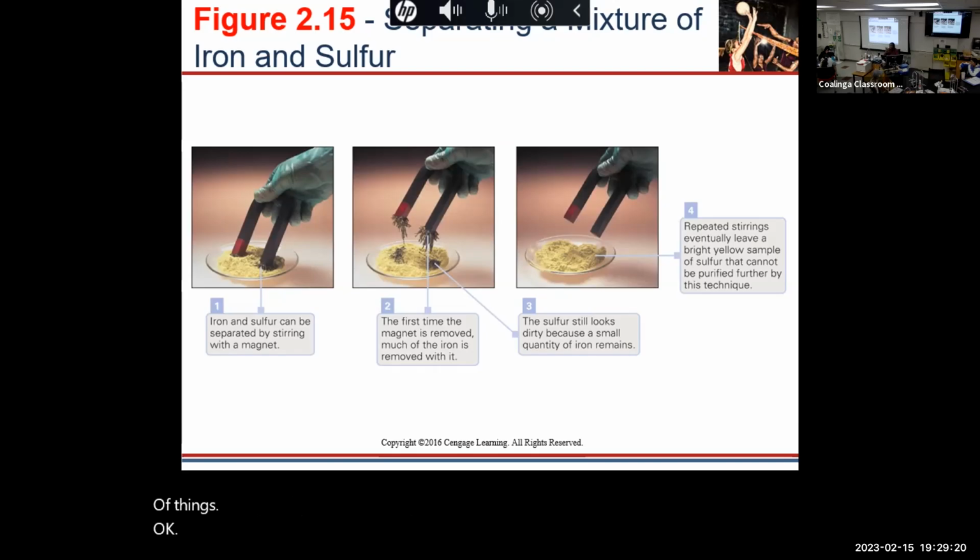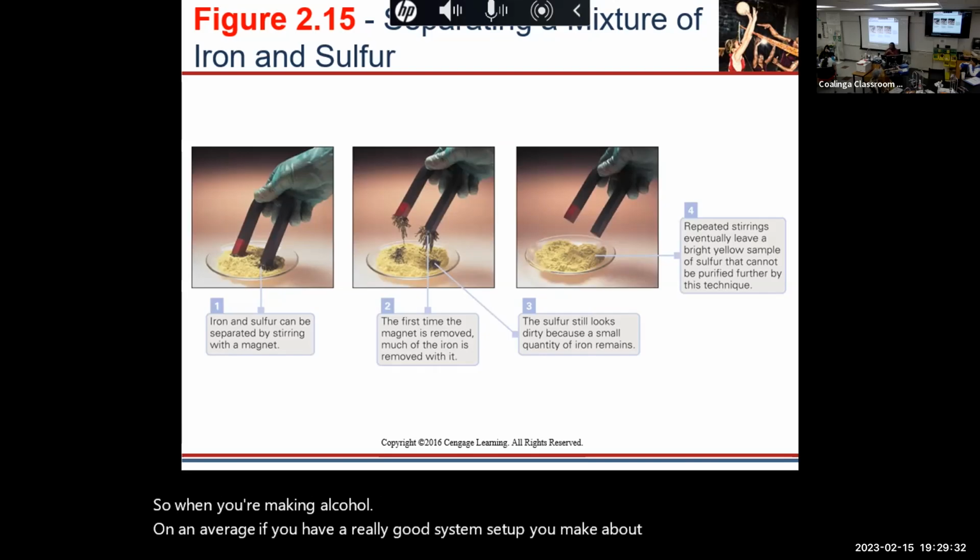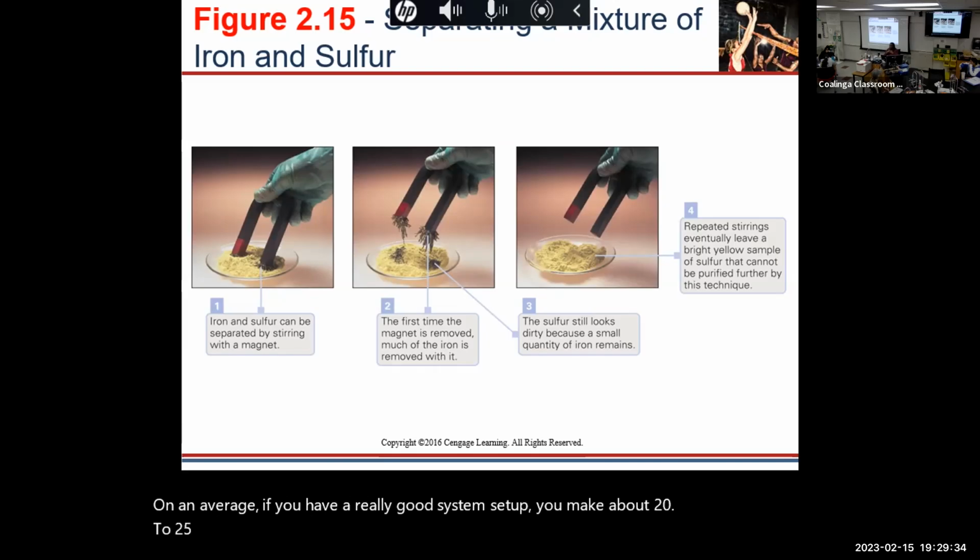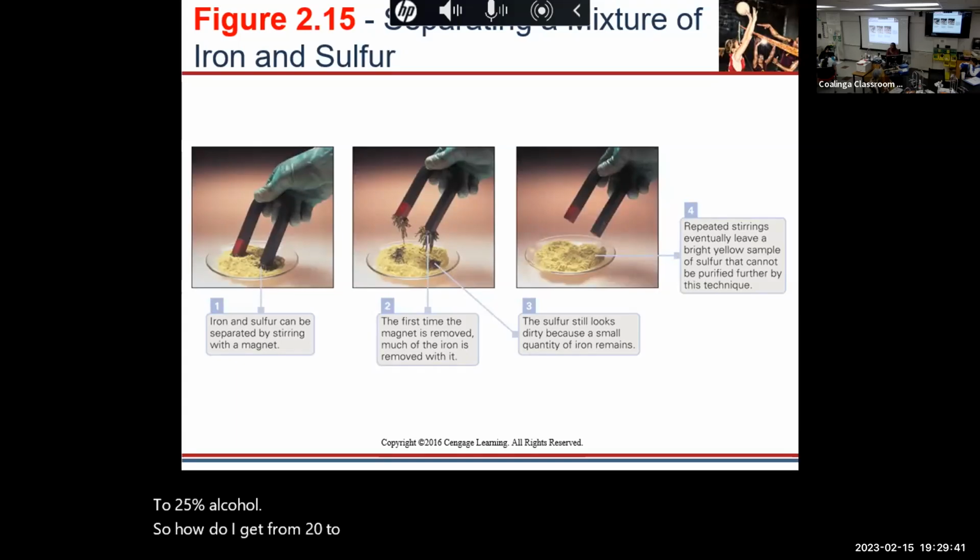Okay, so going back to the alcohol and water. When you're making alcohol, on average, if you have a really good system set up, you make about 20 to 25% alcohol. So how do I get from 20 to 25% alcohol to 100% alcohol?